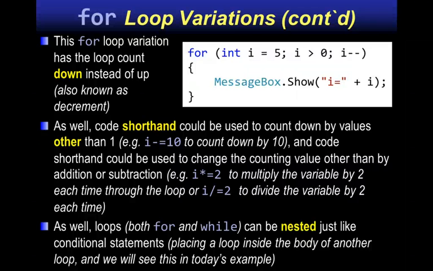You can have it count backwards by tens if you wanted to. You can just muck with the math there a little bit to change the way it works. You can use shorthand, as it says here. You could say I minus equals 10, which means the same as I equals I minus 10. You can even do fancy things like I equals I divided by 2. You can have it keep dividing itself in half each time through.